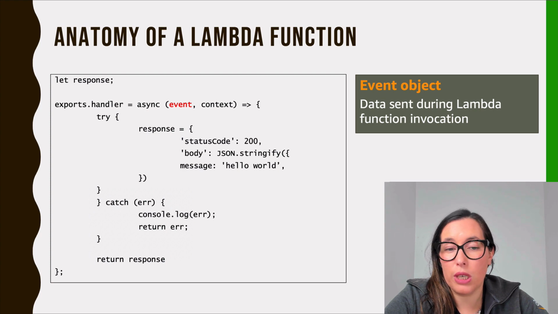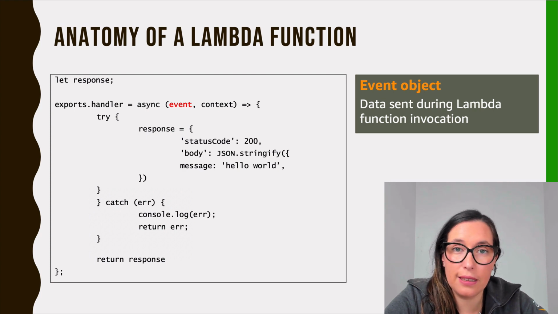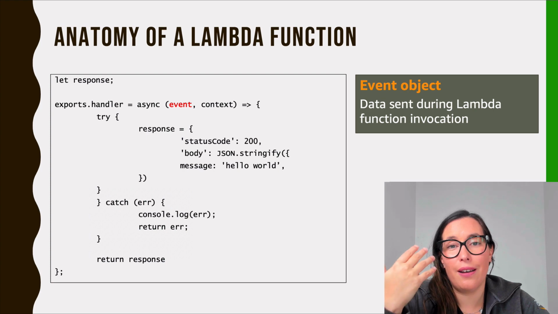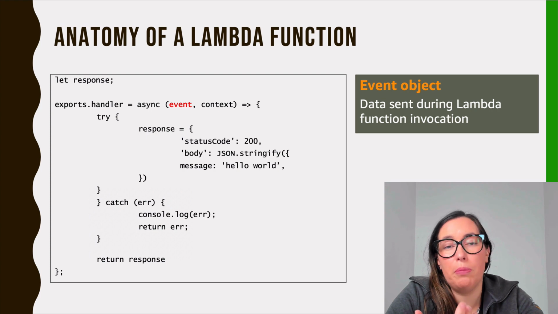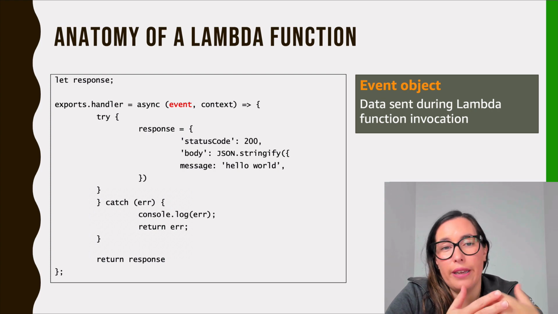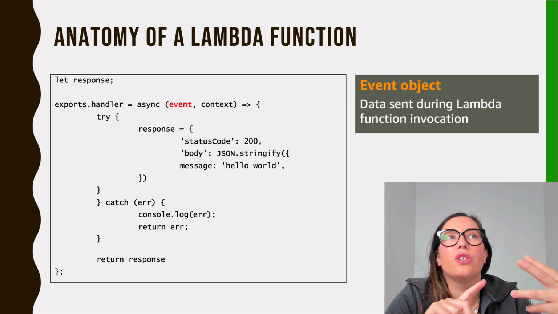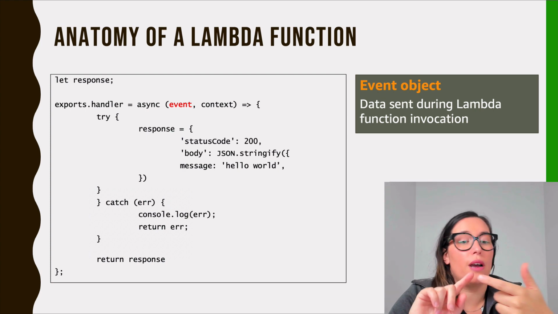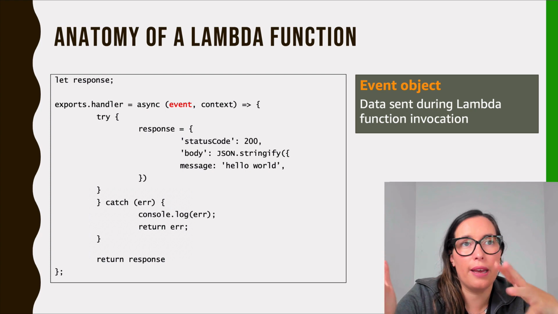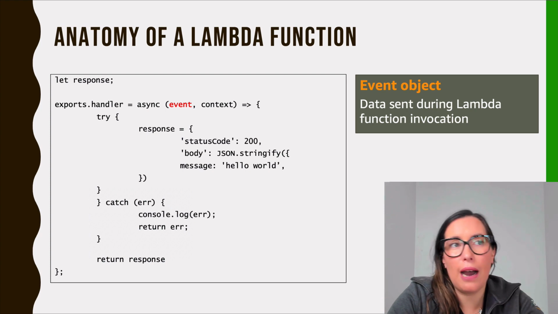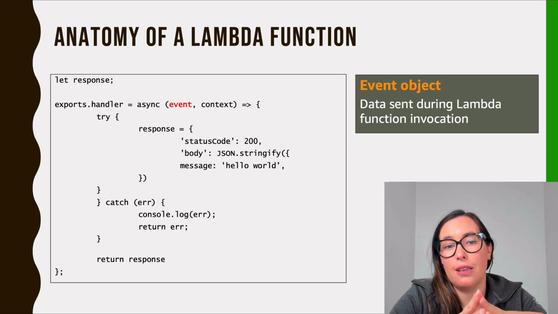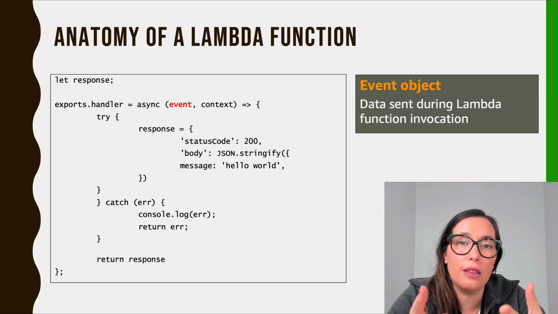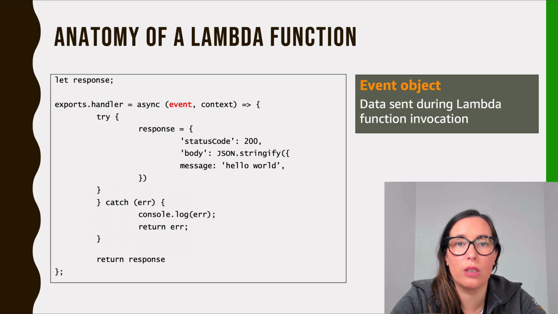Then we have the event object that is passed through the handler, and that's data that is sent by the resource that is invoking it. So here, if you are using HTTP, you will see all the HTTP headers, the authorization if there is one, the body if there is one, and the HTTP verb: put, get, post. You will see also the path, you will see also query string parameters, you will see everything, it will come here. So that's what is in the event. Every event object is different depending on who triggers the Lambda.